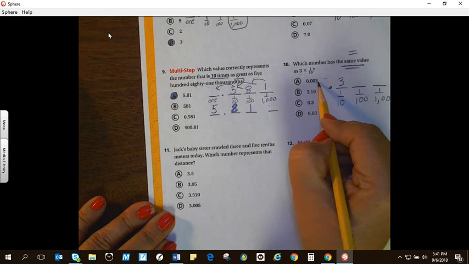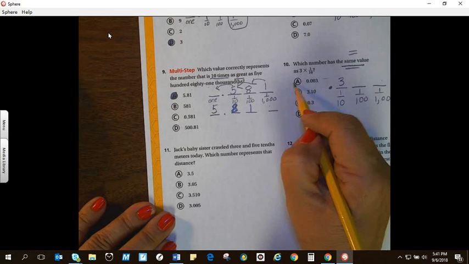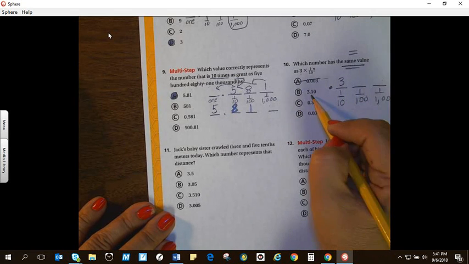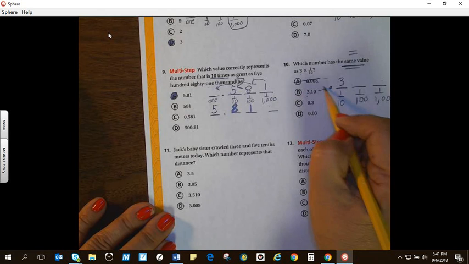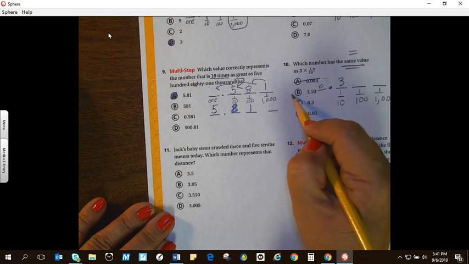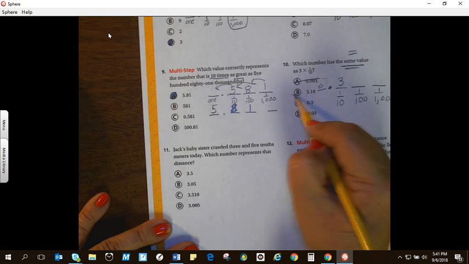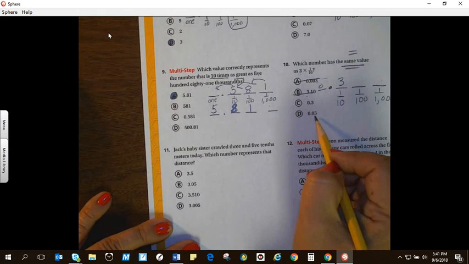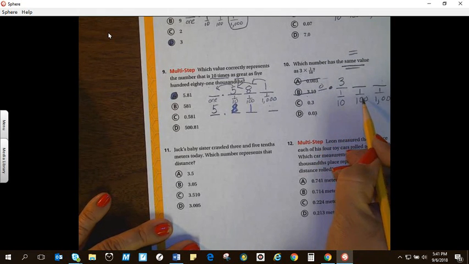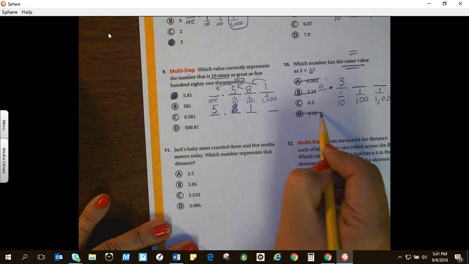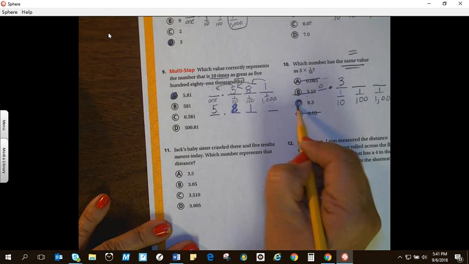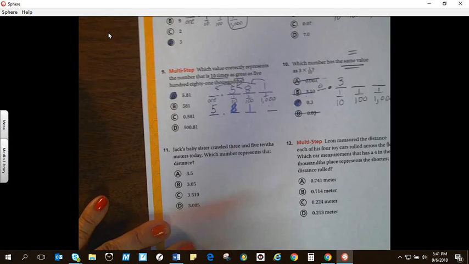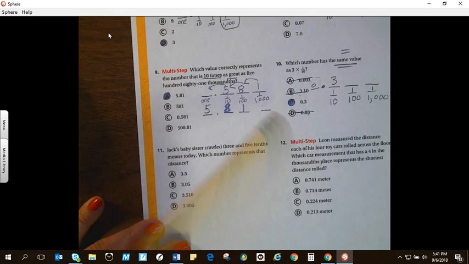This is 3 thousandths. My 3 would have been here. That's not at all going to be correct. This is 3 wholes. Well, I don't have any wholes there. So I don't have any whole numbers, so that's not correct. This here is saying my 3 would have been in the hundredths place. Well, that's not right. So the only possibility is C. Okay? I have my evidence to prove that my answer is correct.